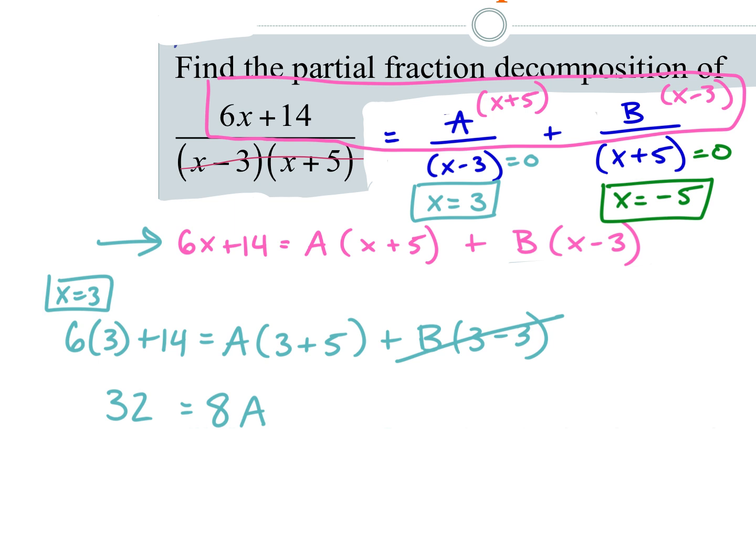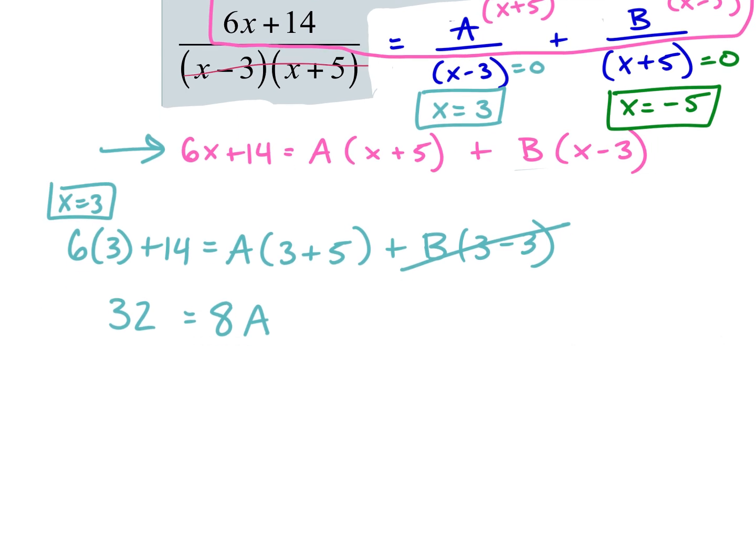You're always going to get things to cancel in this step because we're going to be just finding one of our variables at a time. So here we're solving for A. We need to figure out what A is. So B cancels, it goes away. So from here, what would we do to solve for A? Divide by 8, so A equals 4.